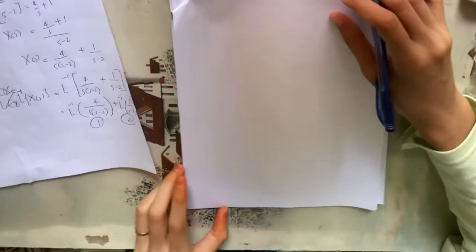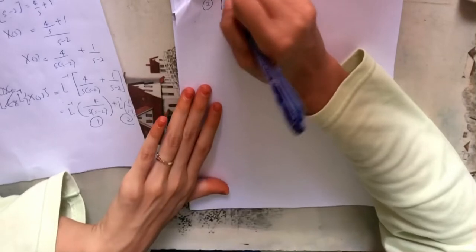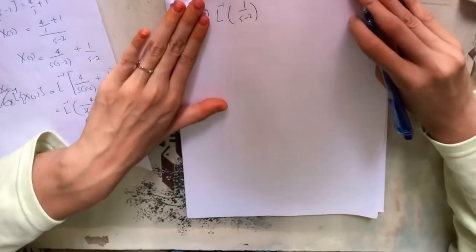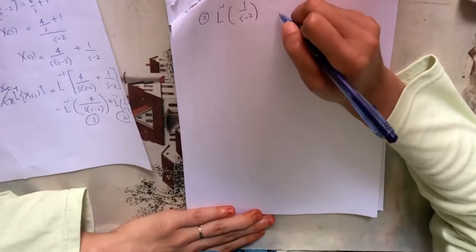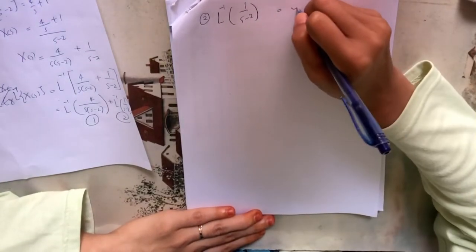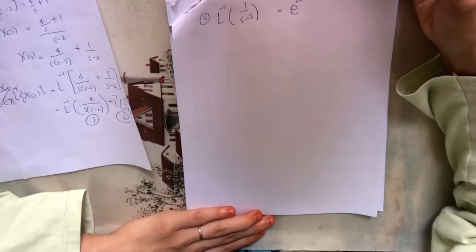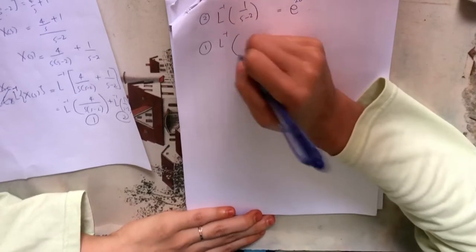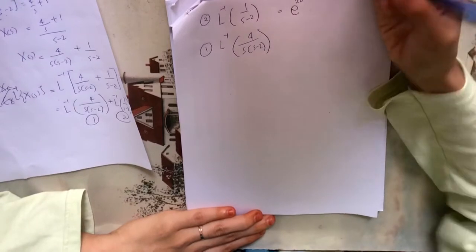Alright, so now the first one. I do the second one first. So the second term is 1 over S minus 2. So what's the inverse for 1 over S minus 2? Directly, you can use your table, you get the answer e power of 2t. For the first term, the inverse of 4 over S times S minus 2, how to answer this?